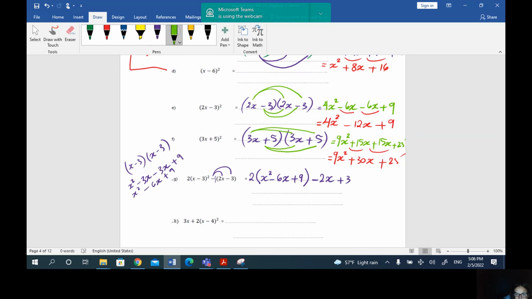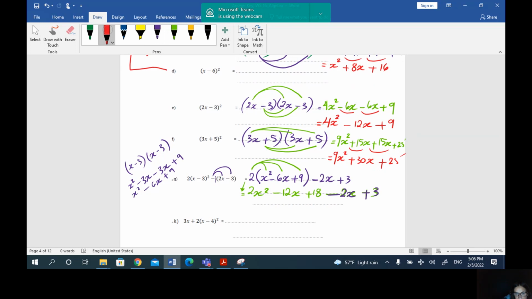Now, we must insert this into this bracket. So 2 times x squared, it's 2x squared, equal under the equal. 2 times negative 6x is negative 12x. 2 times 9 is plus 18, minus 2x plus 3. So we will write this here as is.